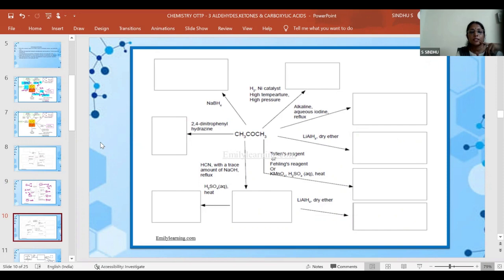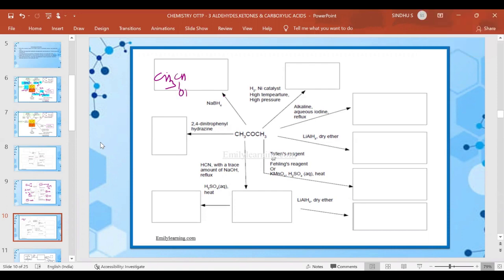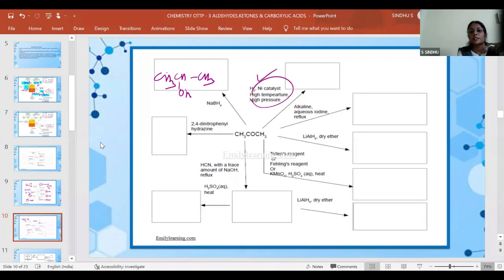So when it comes to ketones, again, same reactions. With 2,4-DNP, yellow precipitate. NaBH4, we get alcohol, no, sir? Yes, we get secondary alcohol. The same we get for this one also, isopropyl alcohol, yes. Alkaline aqueous iodine, reflux.